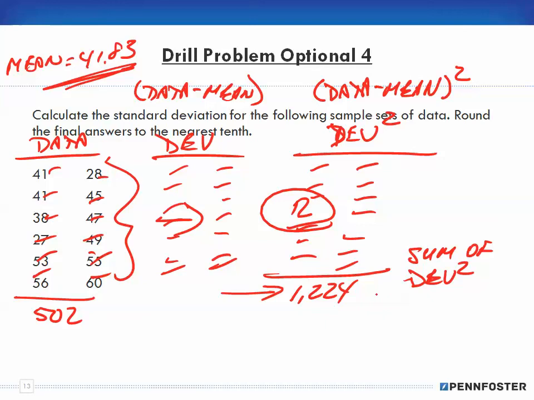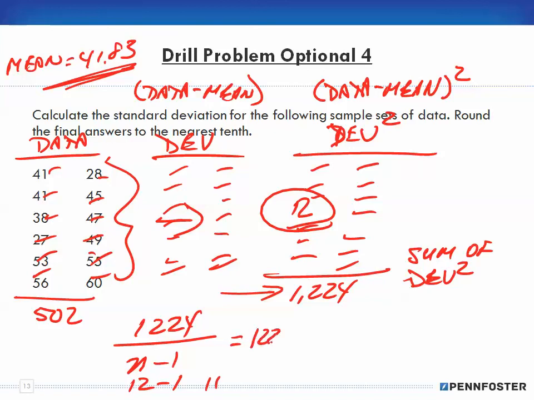Now, once we have the 1,224, we're going to divide it by the number of data points less 1. Well, we know our number of data points is 12. So 12 minus 1 is now 11. So I take my 1,224 and I divide it by 11, and I end up with 111.272727, and on and on and on. That's a repeating number.